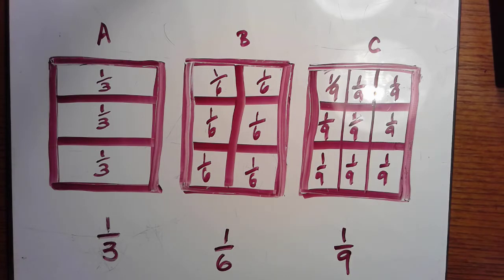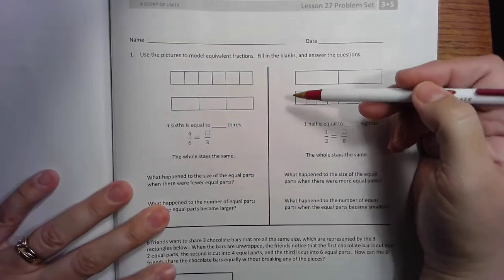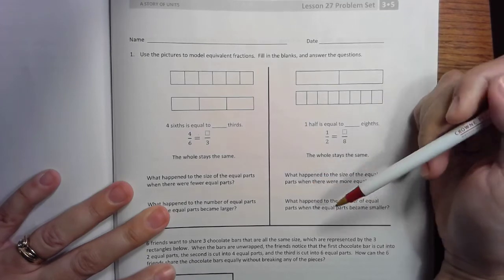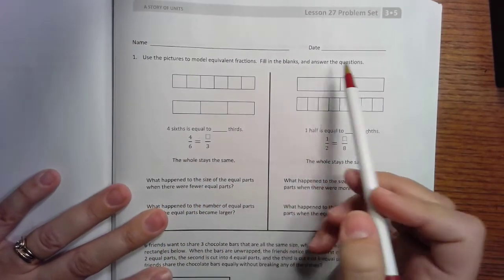Okay, I'm going to jump into the Learn book. So you will be on page 167. And I'm sorry, yesterday I think I typed the wrong page number in your assignment, but I hope you figured it out. So today, I think you're going to think this first part is not too hard because they drew these beautiful fraction models for you. It says use the pictures to model equivalent fractions, fill in the blanks, and answer the questions.